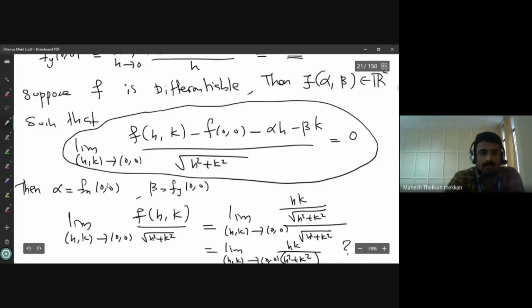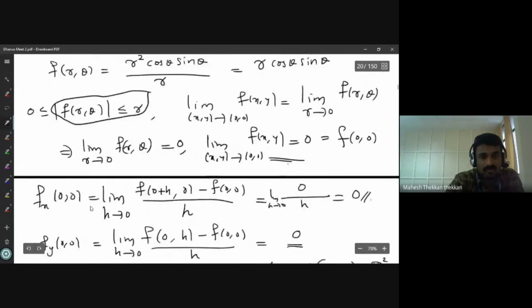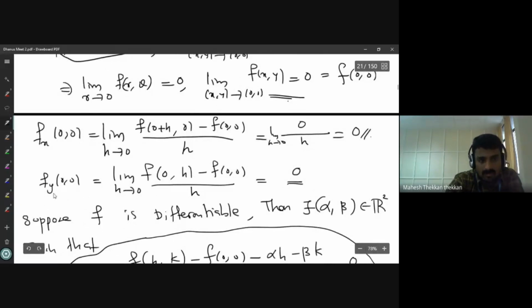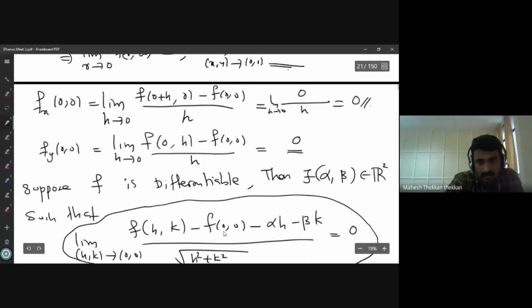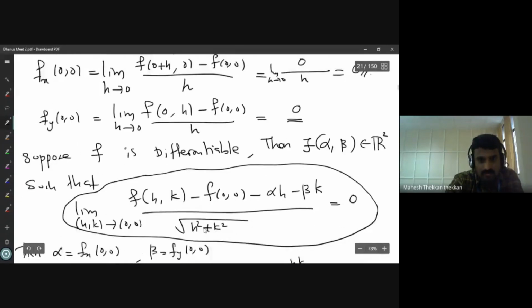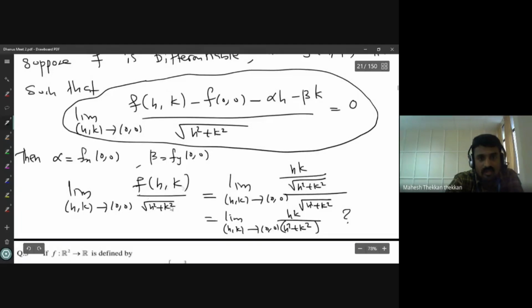Suppose such an alpha, beta exist, that alpha has to be fx at (0,0) and beta has to be fy at (0,0). So I just substitute the values of fx and fy at (0,0) in this equation. What is your fx at (0,0)? That is 0. What is your fy at (0,0)? That is 0. And f of (0,0) is also 0. So all those values I substitute here. The remaining thing is f of (h,k) divided by square root of h square plus k square.